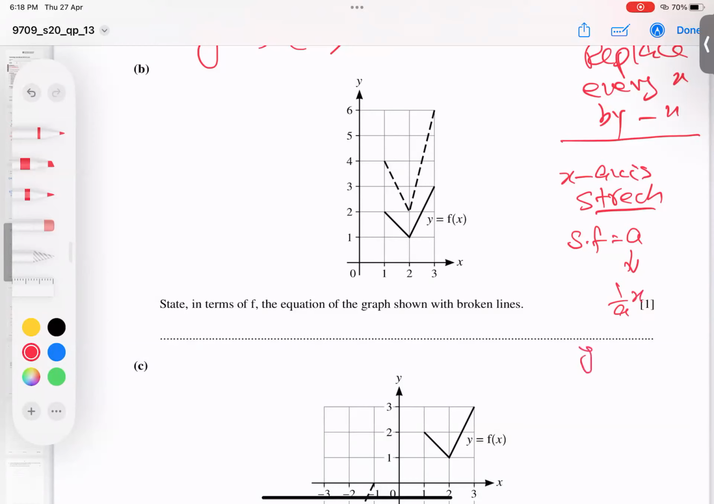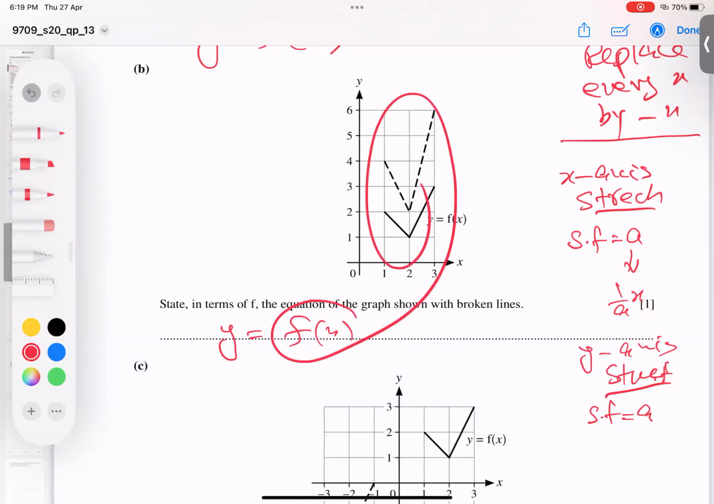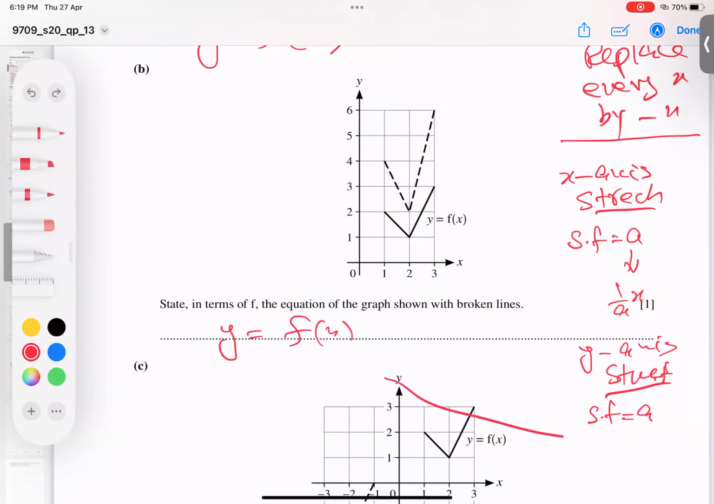But what about the y-axis? The y-axis stretch formula is what? The scale factor, we've been given a. So multiply the whole equation. For example, this is the function normally. If I want to stretch parallel to the y-axis, this point goes up parallel. This is called parallel to the y-axis. Then I will multiply the whole equation by a, and that's it.